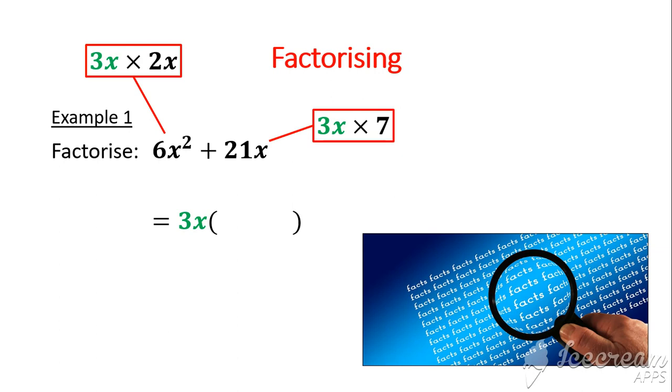Now, because we've taken 3x out the front, we're going to have to put 2x inside the brackets first, because 3 times 2 is 6, and x times x is x squared. We're going to have to put our plus sign, and then we're going to have to put plus 7, because 3x times 7 makes 21x. So we've factorised it into 3x times, inside brackets, 2x plus 7.